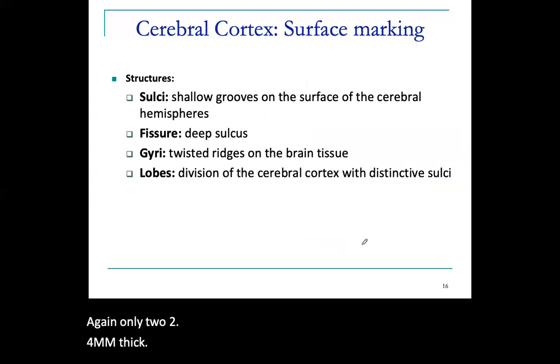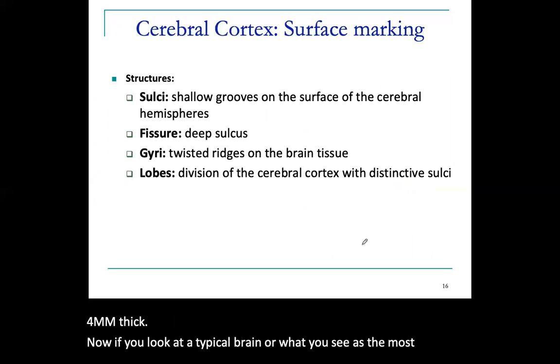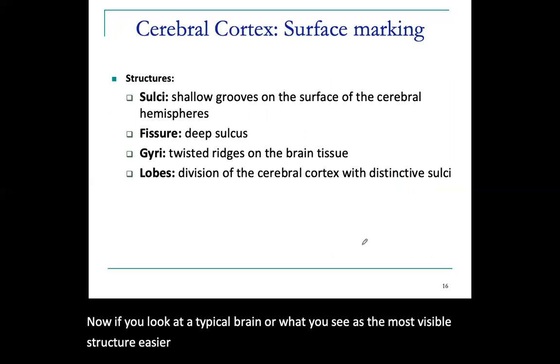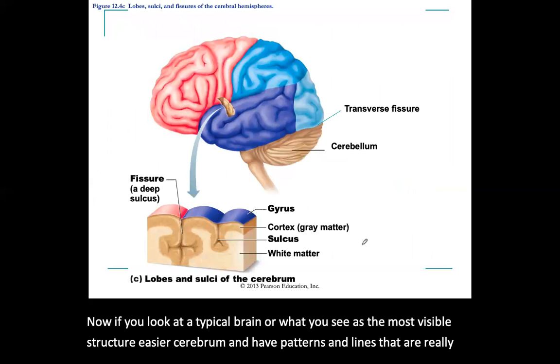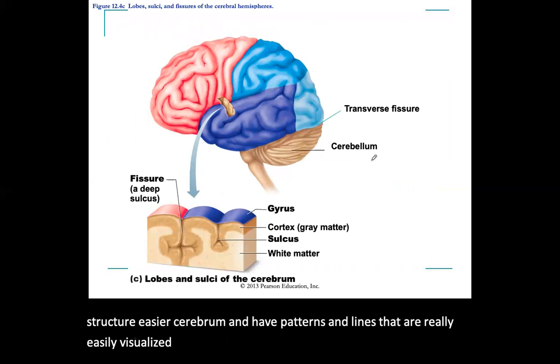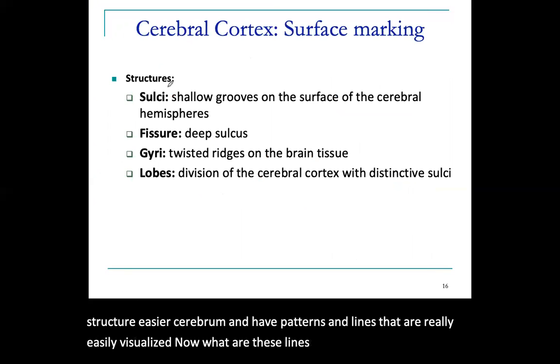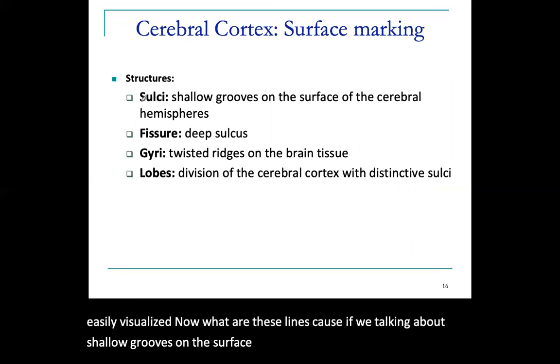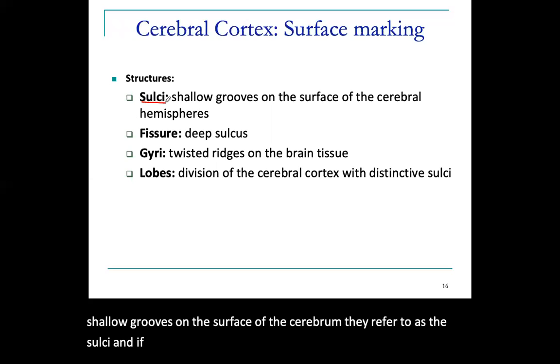Now, if you look at a typical brain, what you see as the most visible structure is your cerebrum, and it has patterns and lines that are really easily visualized. Now, what are these lines called? If we're talking about shallow grooves on the surface of the cerebrum, they're referred to as the sulci. And if there is only one of them, we refer to it as a sulcus.